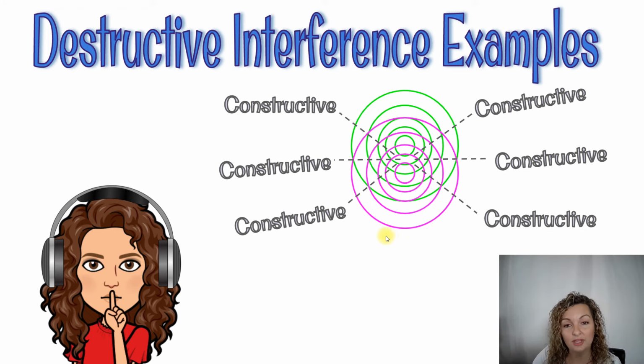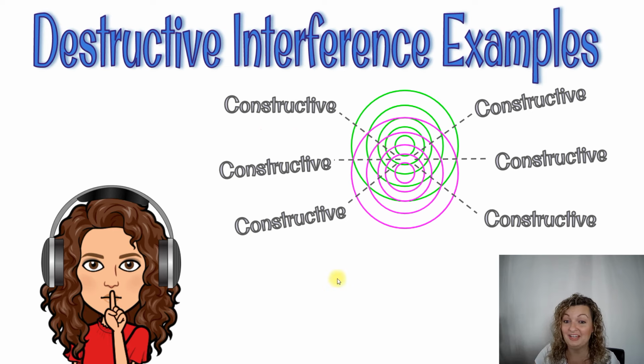Now, when they start overlapping, we will get constructive interference, crests and crests, right? So I went ahead and I drew lines where these crests and crests are actually meeting. So you can see it forming this constructive interference where we're getting larger amplitudes, larger waves in those particular spots.